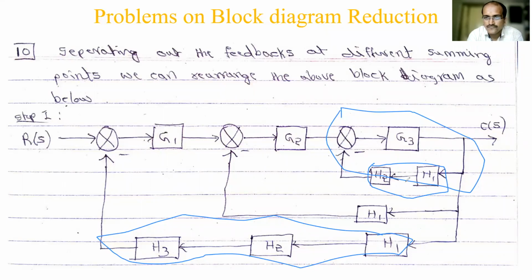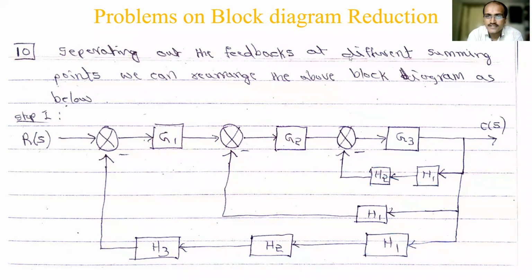H1 into H2. Now this you can do using the formula. And this minus sign indicates you have to take plus in the denominator. That is the G divided by 1 plus GH formula you have to use. In the place of G, you have G3. 1 plus, in the place of H, you have H1 into H2. Understood? That only I'm going to do in the next step. Okay, so step by step, we need to write these diagrams.